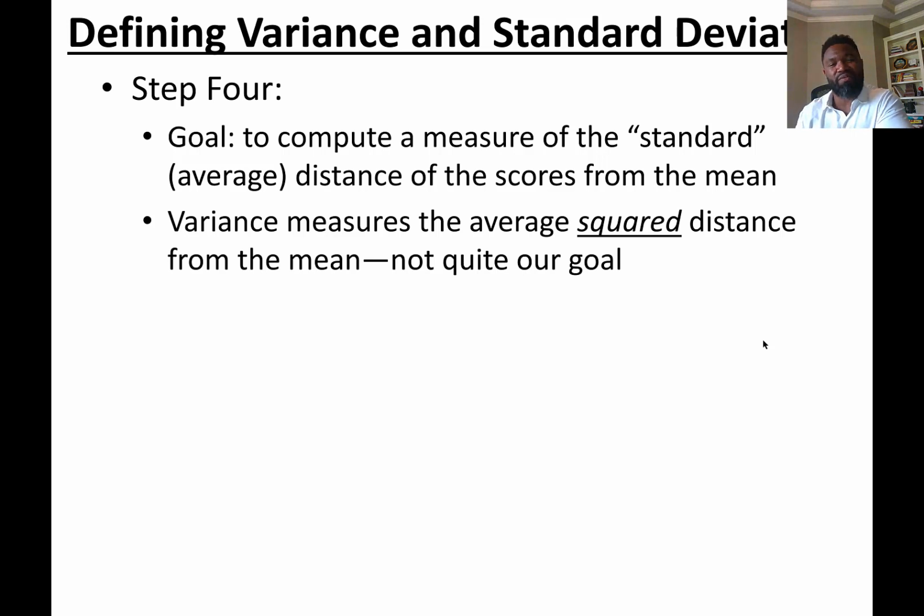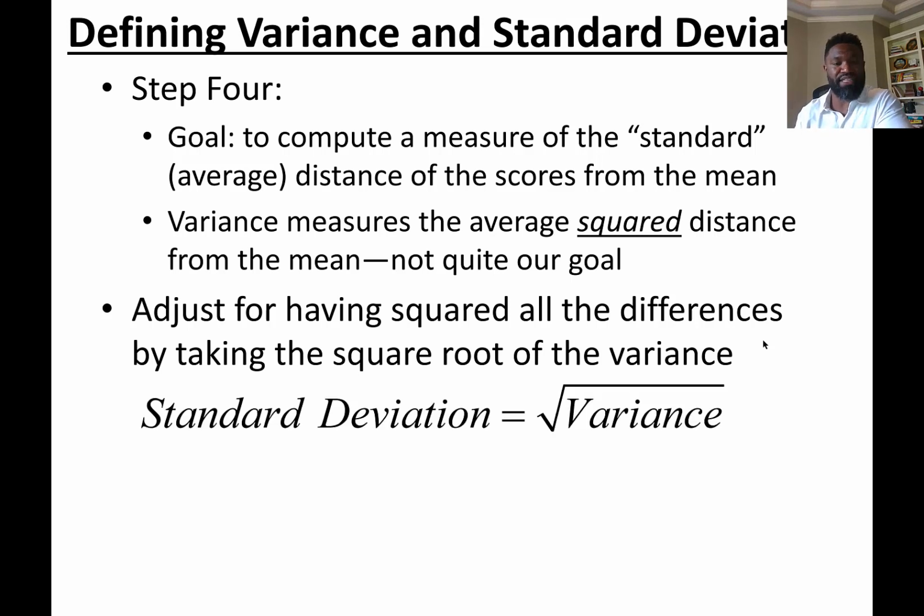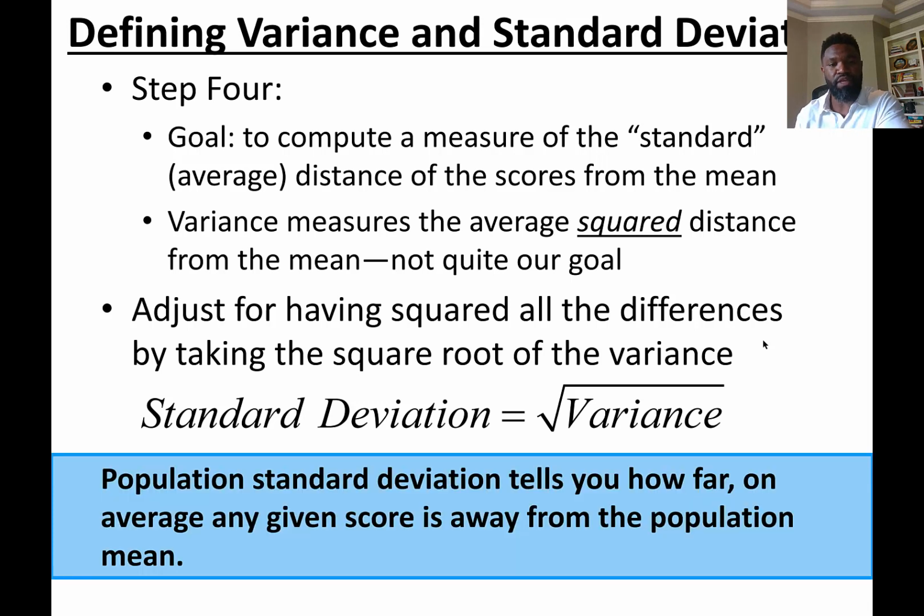While the variance is a good measure because it gives you the average squared distance, and we can do cool things like add variances together in ways that we can't do with standard deviations, that's not quite our goal. We want this standard distance, so we adjust by taking all those squares out by getting the square root of the variance. Standard deviation is very simple: it's simply the square root of the variance. Population standard deviation tells you how far, on average, any given score is from the population mean.